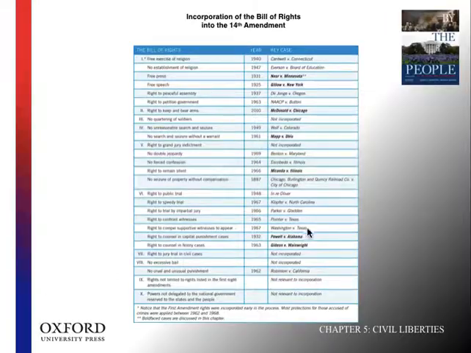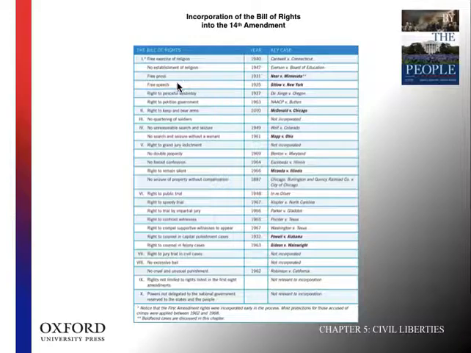So let's look at the list of all of the rights that you can find in the Bill of Rights. The First Amendment gives us the right to freedom of religion. There are two parts to it: we are free to exercise our religion, and free from the establishment. The government cannot establish a religion.